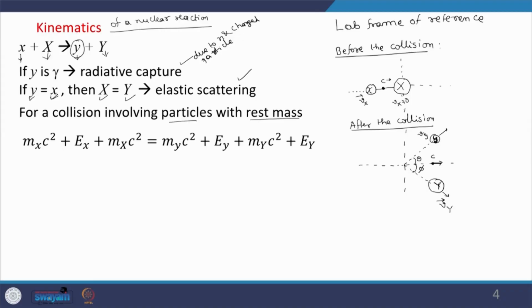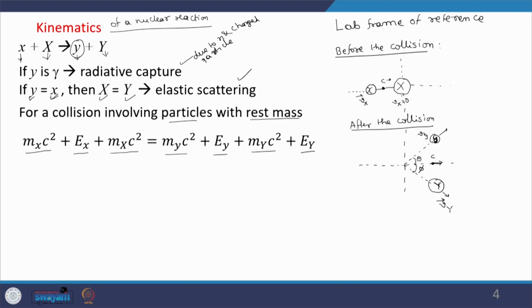Let us continue. So, for a collision involving particles with rest mass, applying the conservation of energy, this is the rest mass of the projectile, this is the kinetic energy of the projectile, and because the kinetic energy of the target nucleus is 0, I am using only the rest mass of the target nucleus, okay. And after the collision, the conservation of energy gives the rest mass of the product particle, the ejectile, and the kinetic energy of the ejectile, the rest mass of the product nucleus and the kinetic energy of the product nucleus.